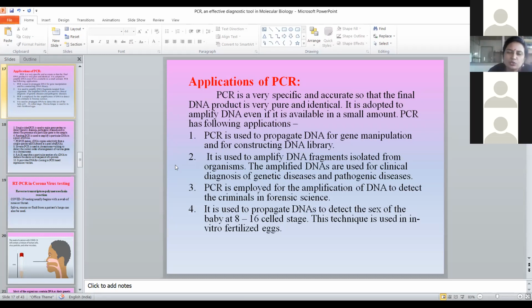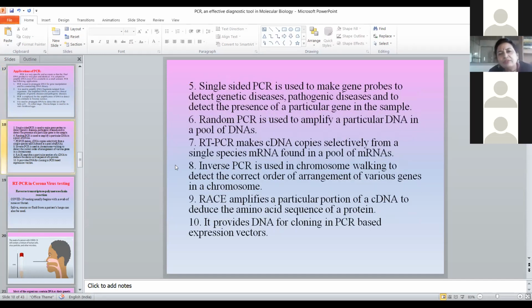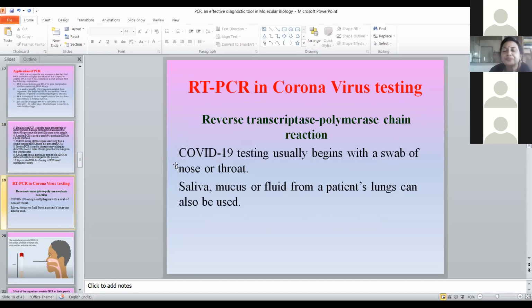So PCR is used for amplification of DNA for resolving paternity disputes or determination of the sex of a baby. Then we have random PCR, RT-PCR, inverse PCR, single-sided PCR. All these are used for cloning and amplification of DNA. Now, let us discuss RT-PCR in coronavirus testing.